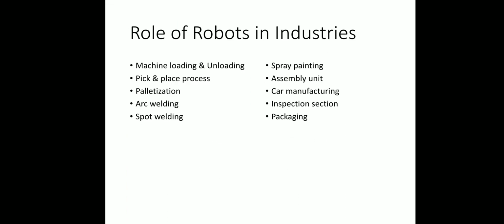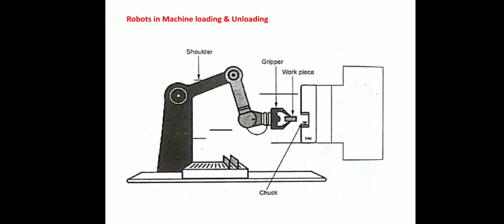Now the role of the robot in industries. Many fully automated industries utilize robots for machine loading and unloading, pick and place, palletizing, arc welding, spot welding, spray painting, assembly units for car manufacturing, inspection sections, and packaging. For these purposes we can utilize robots.